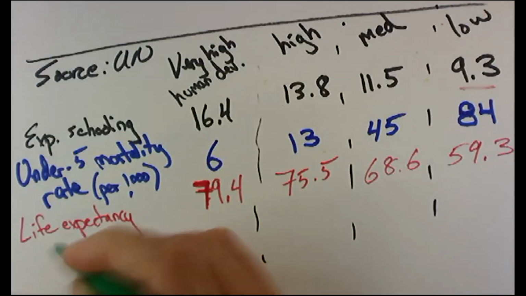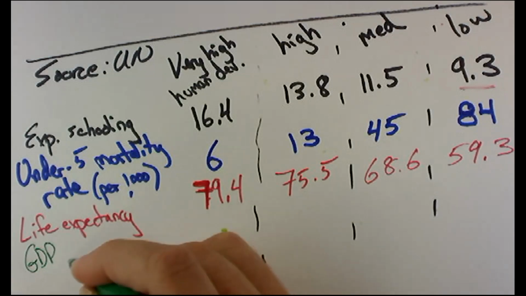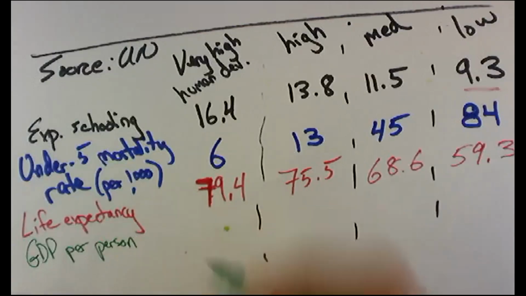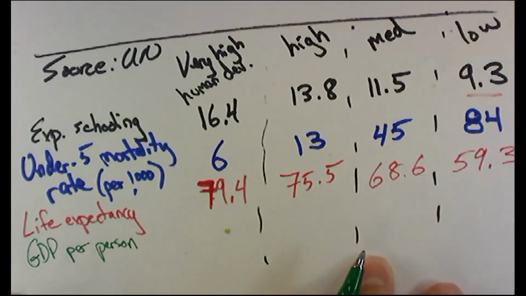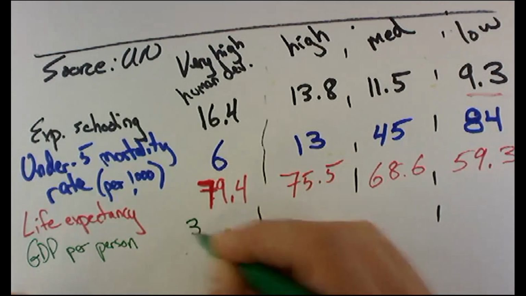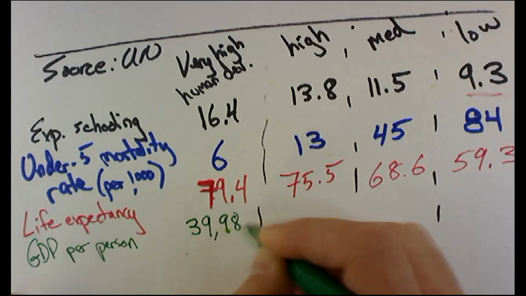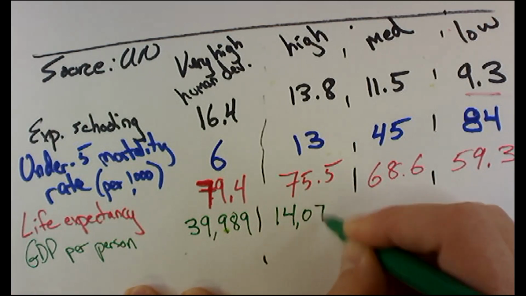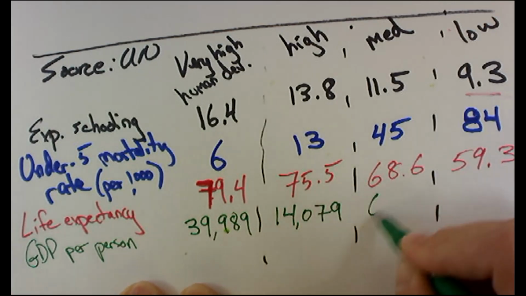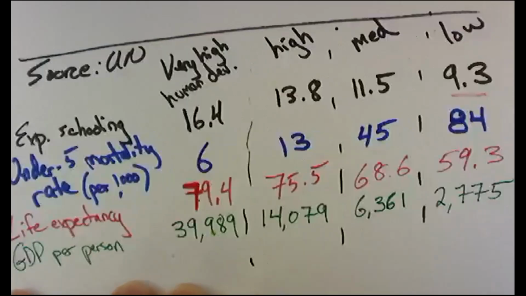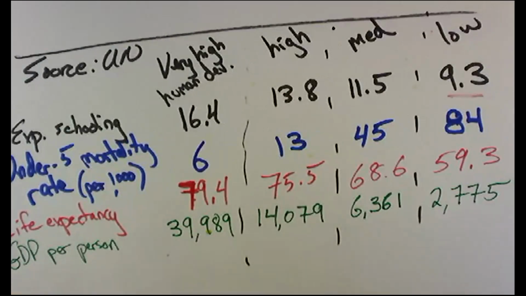So of course, the lead up here, our GDP, and this is going to be per person, right? So I'm taking the total GDP and I'm dividing it by the people. And so for a very high human development, this is going to be $39,000. For a high, it's 14,000. For medium, it's 6,000. And for a low, it's 2,775.